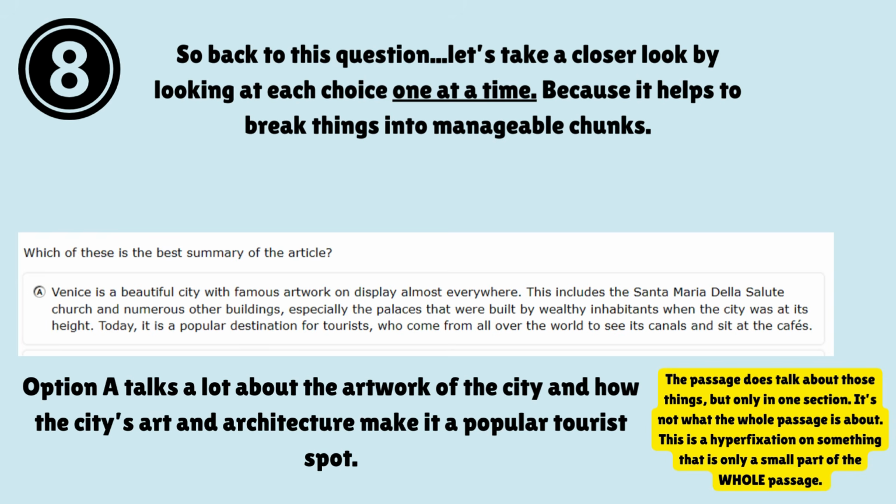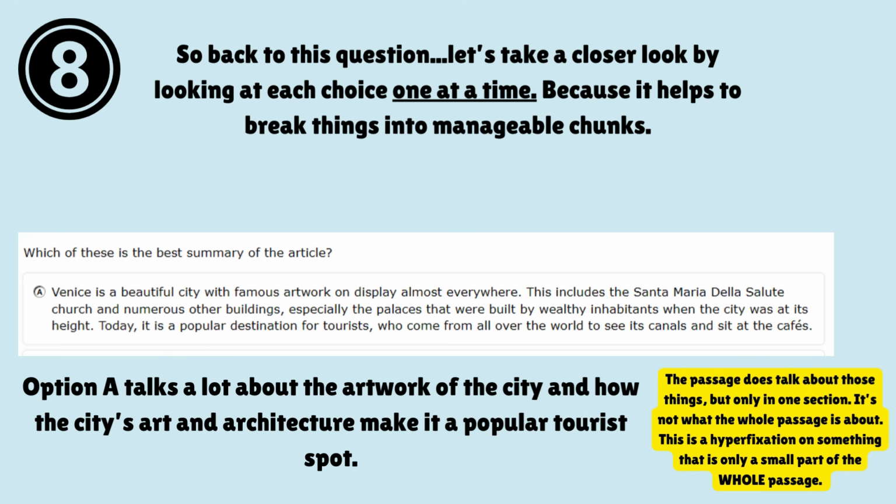A, Venice is a beautiful city with famous artwork on display almost everywhere. This includes the Santa Maria della Salute Church and numerous other buildings, especially the palaces that were built by wealthy inhabitants when the city was at its height. Today, it is a popular destination for tourists who come from all over the world to see its canal and sit at the cafes. Okay, so option A talks a lot about the artwork of the city and how the city's art and architecture make it a popular tourist spot.